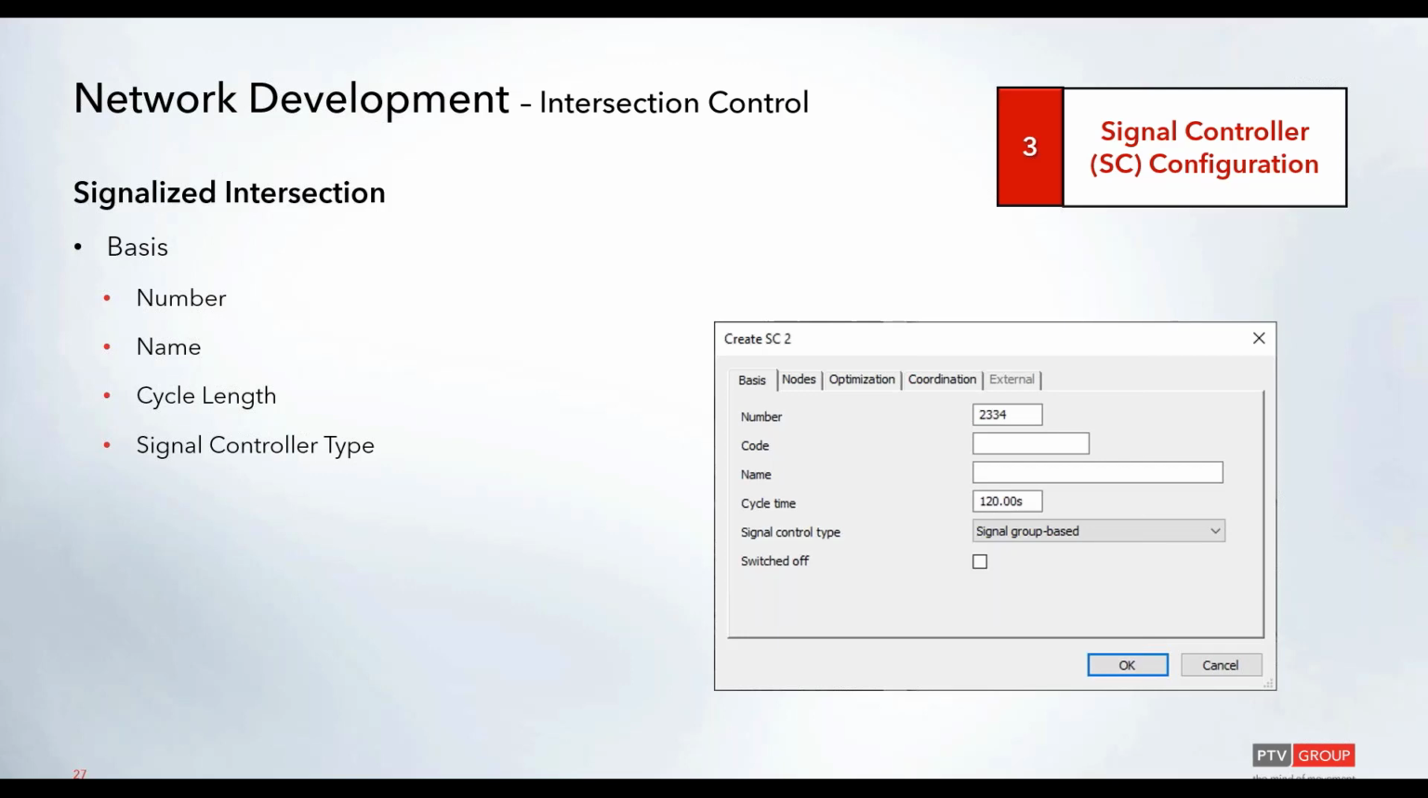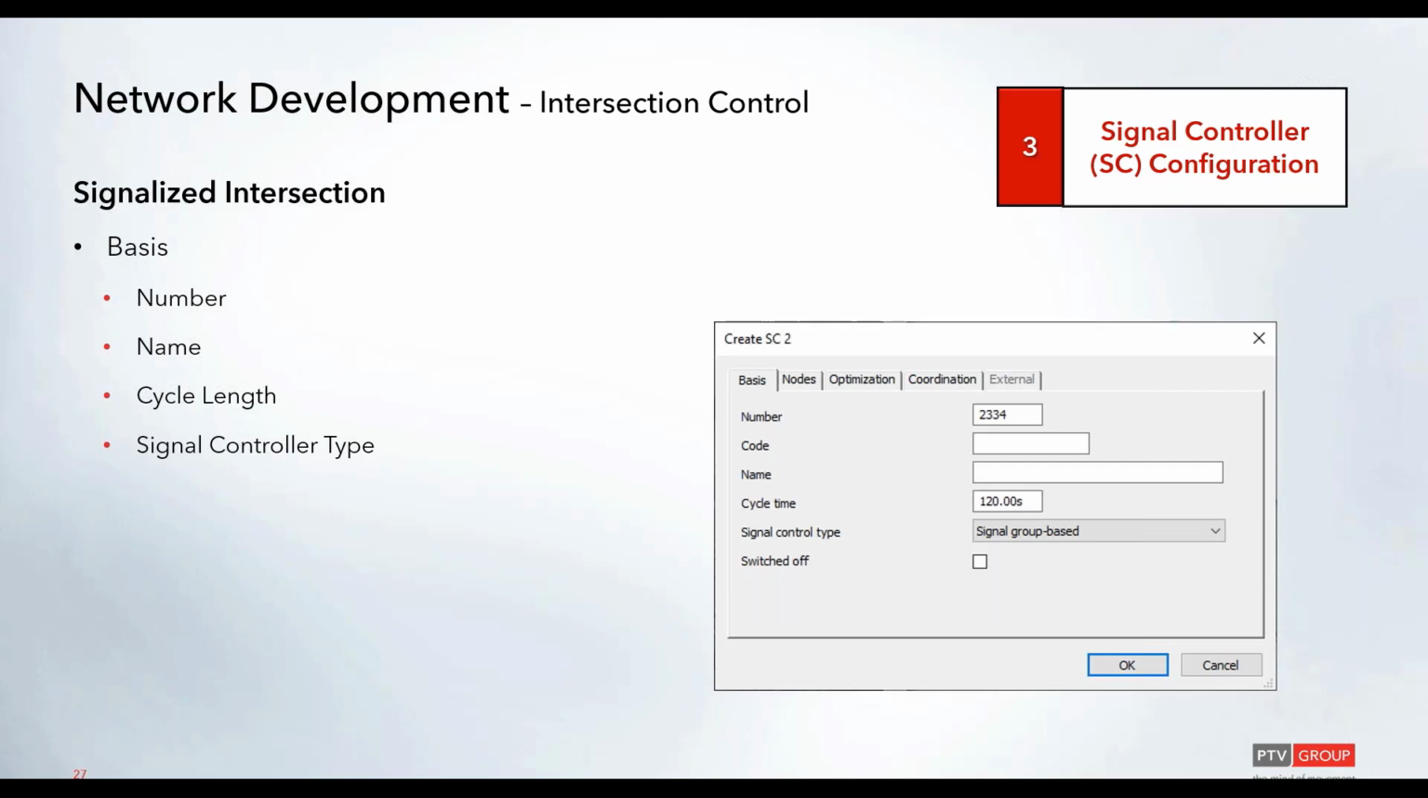So it will let you enter further details throughout various tabs. First tab that you're going to see is Basis. In here, you can define the number, which is different than the node number. So this is the signal controller number. And then you can define the name of it, and you can define the cycle length, initial cycle length, and then the type of signal controller that you want to go with.